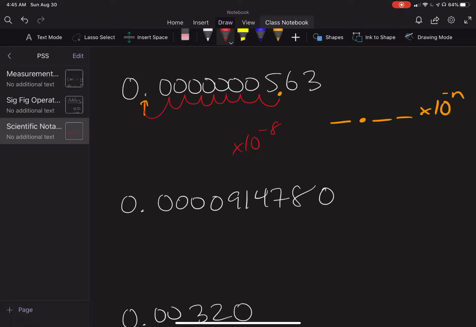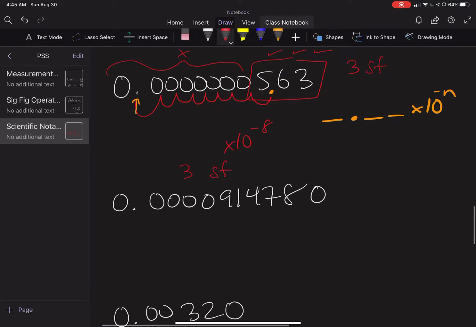And then these were our significant digits. All of these others were placeholder zeros, so they don't count. But the 5, the 6, and the 3 do. So this is a 3 sig fig quantity. So our answer should also accurately reflect that it's 3 sig figs. So we'll write 5.63.